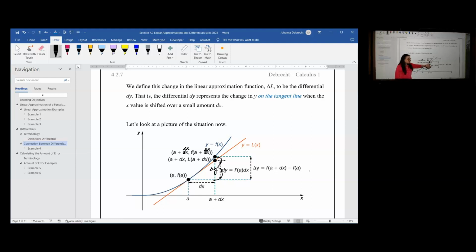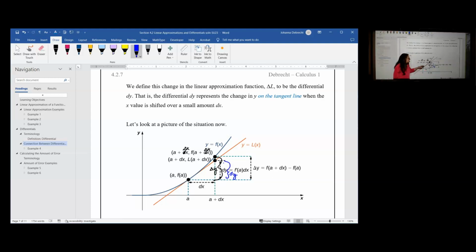Let's now work on the tangent line. We again have 2 points on the tangent line: a, f of a, which they share, and this point, a plus dx, L of a plus dx. What we want to know is the change in y on the tangent line. That is dy, and that is this distance here. By definition of what we did a moment ago, it's the derivative at a times the differential dx, which we know is also delta x.